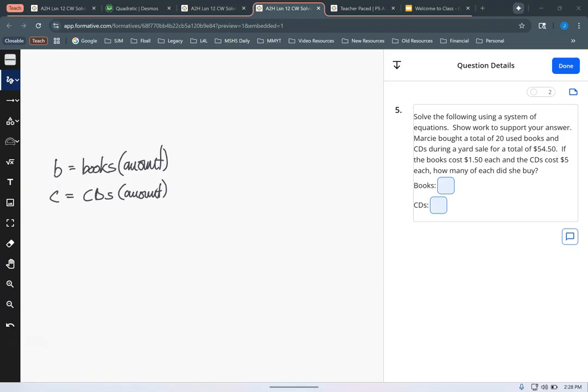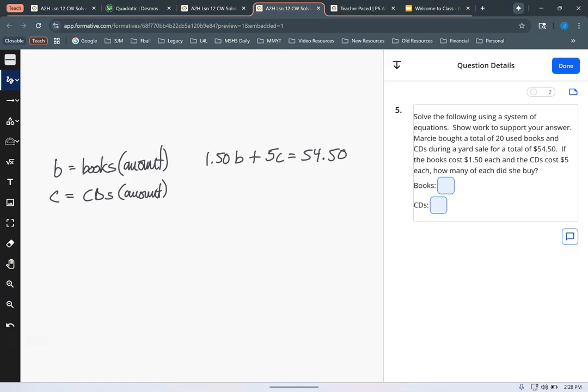So who wants to help me out? Who's got an equation that they think we can use to begin to figure out a system of equations to find books and CD costs? Who's got one to offer up? No volunteers? All right, Anthony, what do you got? 1.50B plus, what'd you say? 5C? 5C, yeah. 5C equals what? 54.50. Okay, so this is the money equation, right?